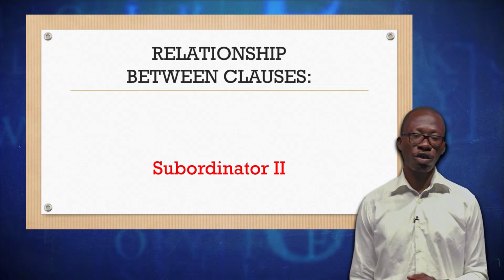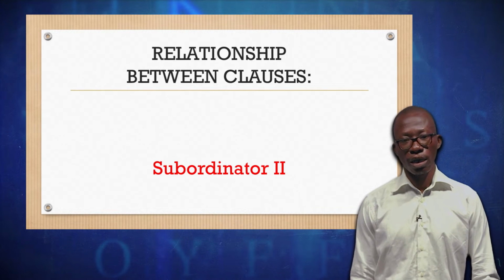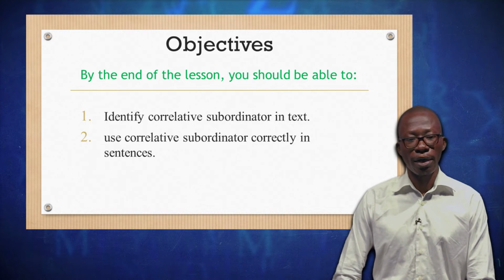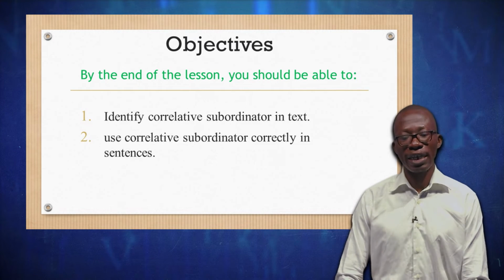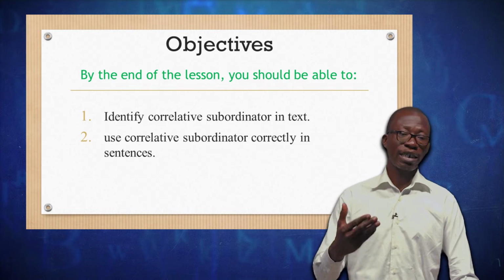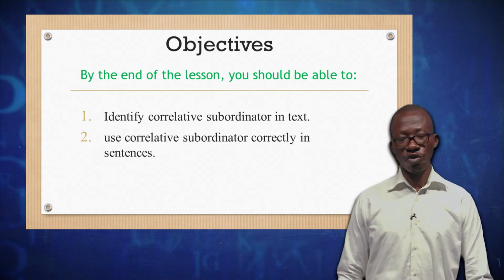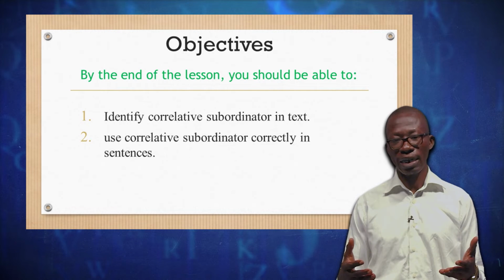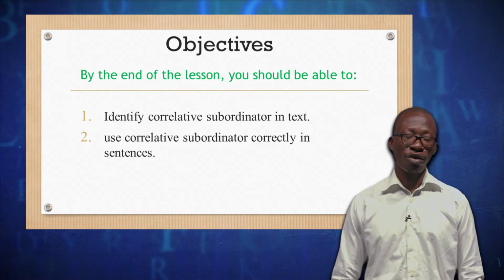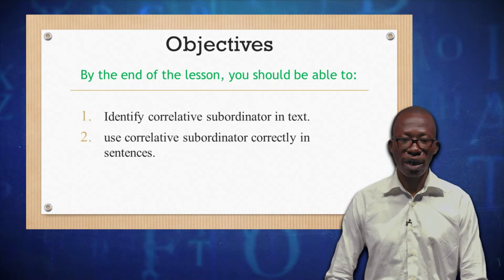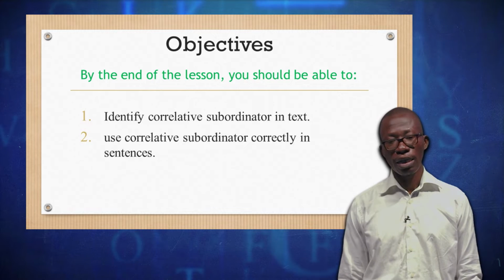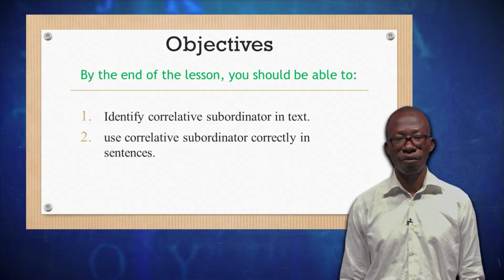Now, let's go into the lesson. The objectives for the lesson include: 1. Identify correlative subordinator in text. If it happens we have a statement we are reading, we should be able to identify our correlative subordinator, if at all there is one. And then we should also be able to use correlative subordinator correctly in sentences. Now let's go into the lesson.